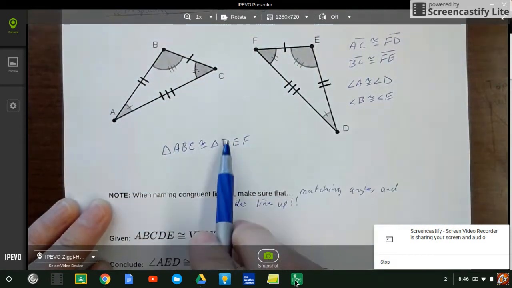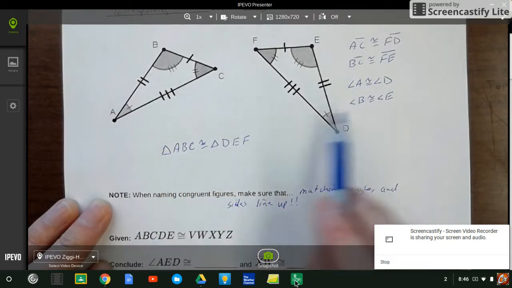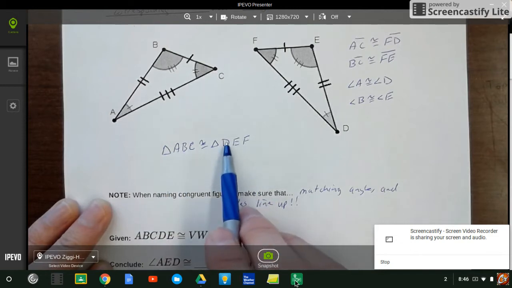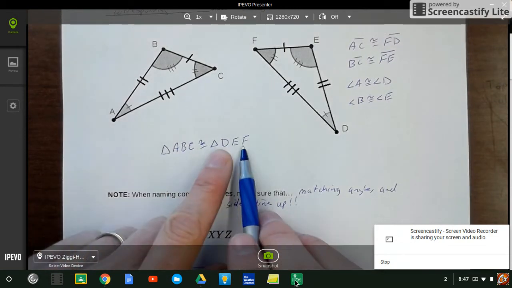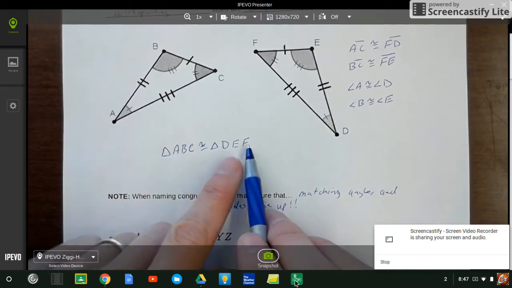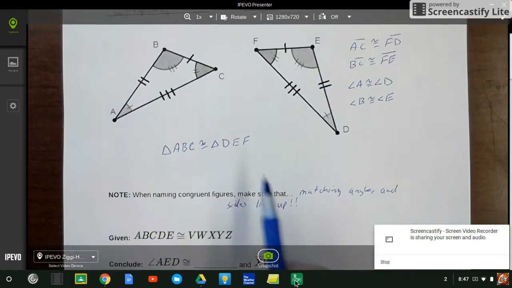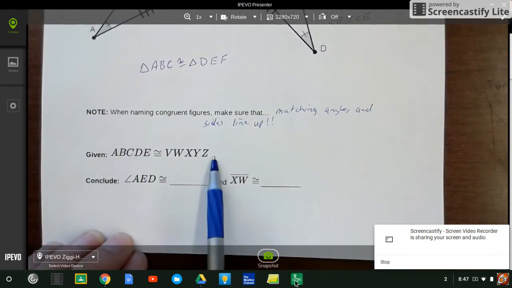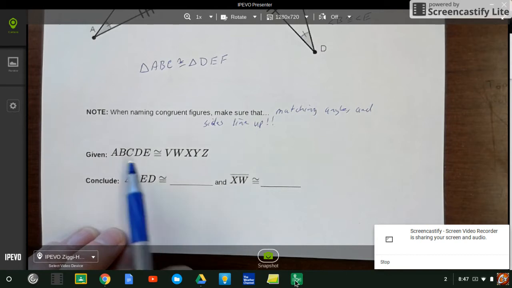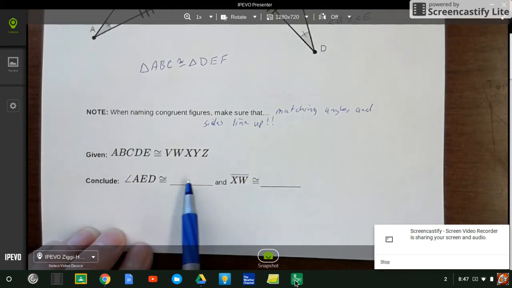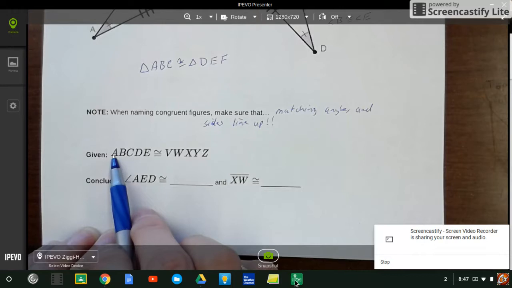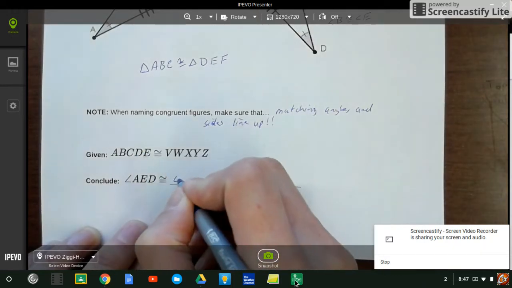Because now I can see that the angles match up. A matches D, B matches E, C matches F, and I can see the sides. AC matches FD. They're in the same place. AC, FD, or DF. BC and EF, or FE, same place. So that's going to be true. So when I'm naming any kind of figure, given this, then I can conclude that angle AED is congruent to what angle? Angle XW is congruent to what side? Okay, answer that real quick. So hopefully you said AED will be congruent to angle VZY.